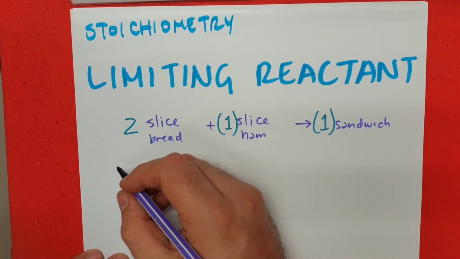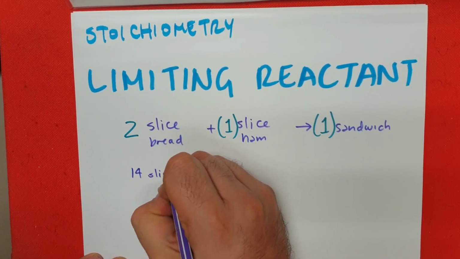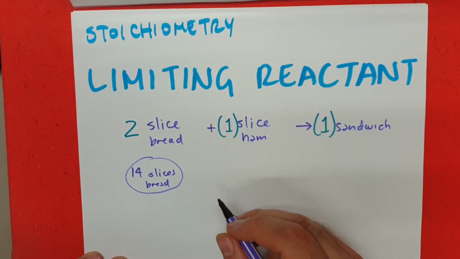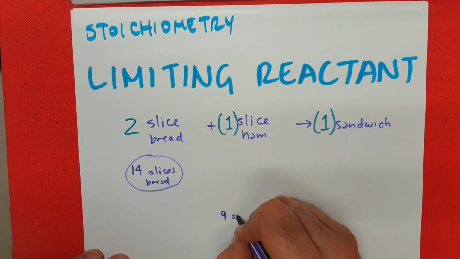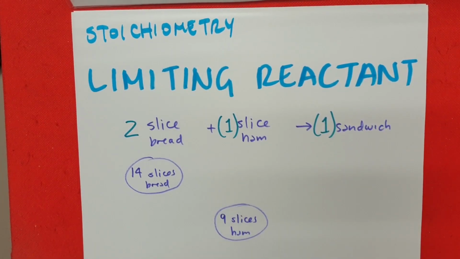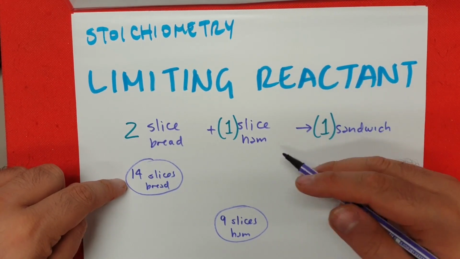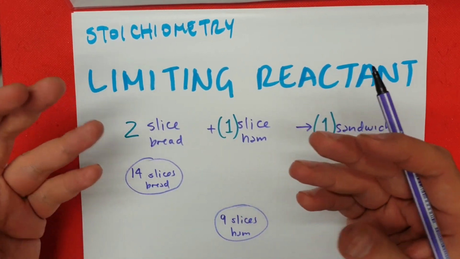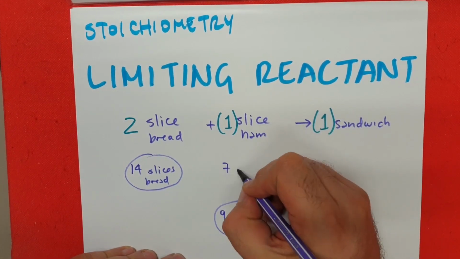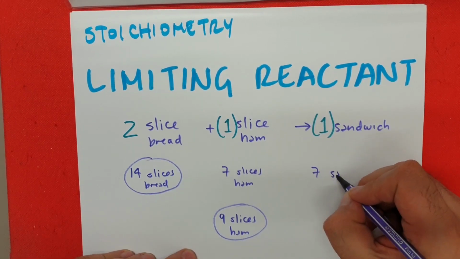So what does this mean? Let's say that we were given 14 slices of bread, right? And we were also given 9 slices of ham. This is what we actually have in front of us, right? So this is very simple to understand. If we have 14 slices of bread, how many slices of ham do we need? Well, we know a sandwich, right? 2 pieces of bread, 1 piece of ham. So if I have 14, I'm going to need 7 slices of ham. And that would allow me to produce 7 full sandwiches.